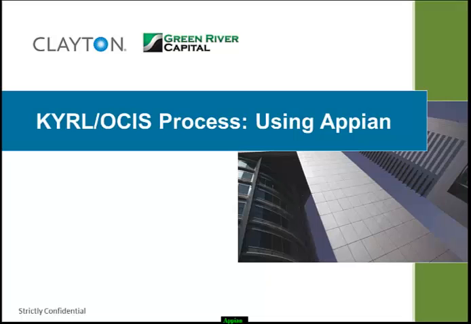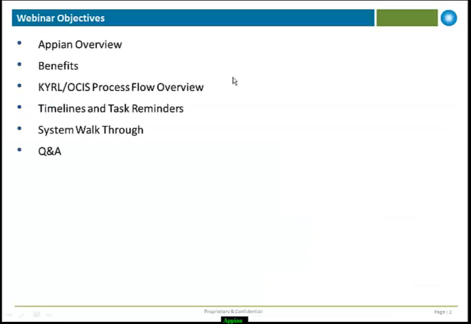We're going to be reviewing the KYRL OCIS process today using Appian. We're going to go over a high-level Appian overview, benefits of utilizing the system, and the KYRL OCIS process flow overview. We're going to review the timelines and task reminders. We're going to walk you through the Appian system, and at the end, there will be the opportunity for you to submit any questions to an email address that we will provide.